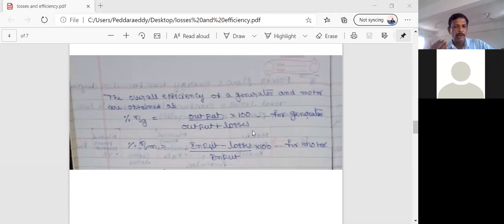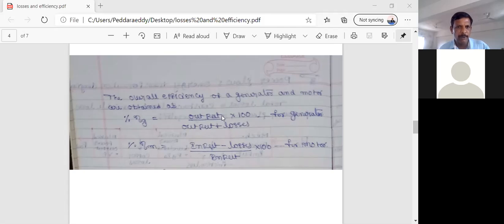In a generator we know the output but not the input. Look, what are we giving in a generator? We give mechanical input, rotational energy. We can't calculate rotational energy. Then what output do we get? In a generator we get electrical output. It is easy to calculate the electrical output when you know V and I at the terminal. The product of V into I is the output. If you know the output and the losses, it is easy to calculate generator efficiency.